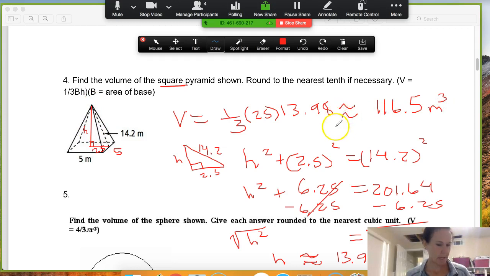All right. So the hard part is figuring out the height. You have to do Pythagorean theorem to figure out the height for number 4. So make sure you know how to do that. Any questions on that one?